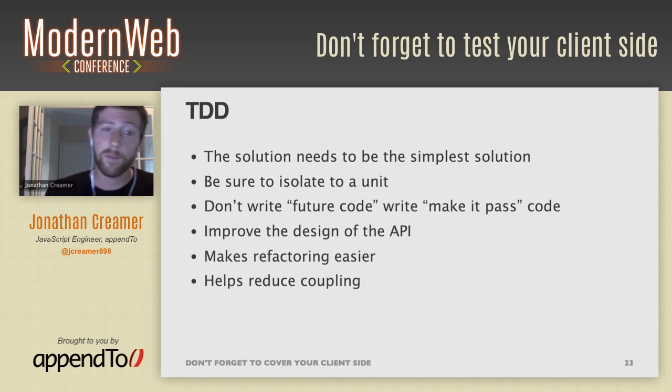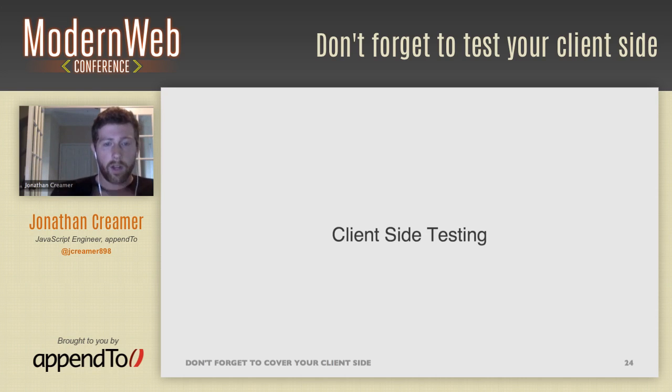TDD really helps reduce coupling, and that's quite simply because it's hard to test coupled code that has a lot of dependencies. If you're working with classes or functions that have 9, 10 different dependencies in them, you're just going to want to curse the world, because it's not easy to test code with a lot of dependencies. You have to think more about how your objects are interacting when you're doing TDD, so you get this really nice decoupled code. Okay, so now I want to jump into client-side testing.